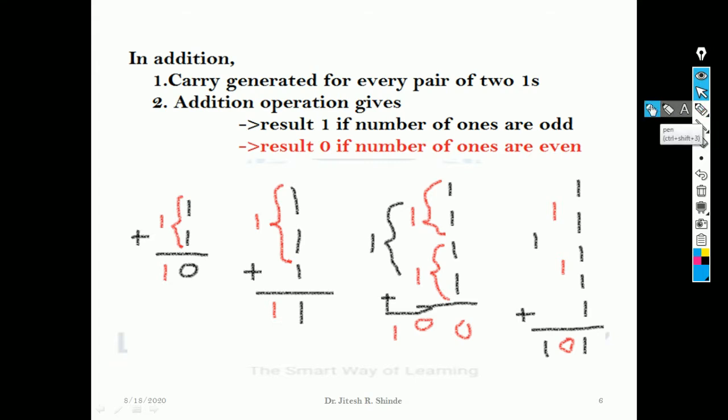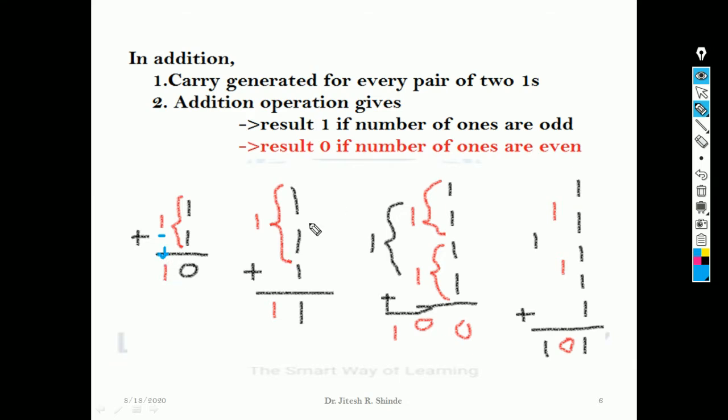Here, 1 plus 1. And what we have written here: a carry is generated for every pair of two ones. So here two ones are coming, so I have written 1 here. Now the next rule: the addition operation gives the result 0 if the number of ones is even. So how many ones are here? Two, which means even. So the result here will be 0, and the 1 carry being generated will be forwarded here. So the result here we are getting is 1 0.